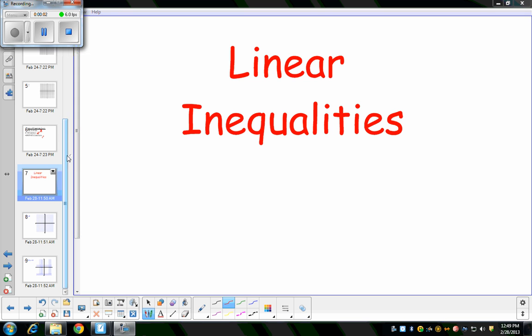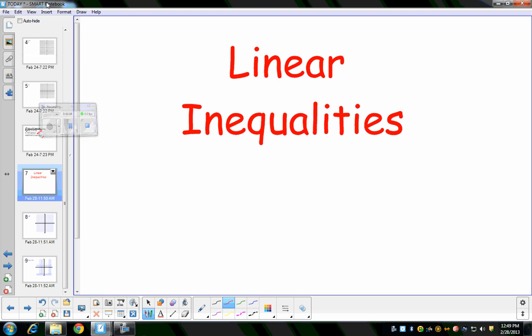Alright, linear inequalities are very similar to linear equations, only that instead of having the equal sign, you're going to have those symbols: less than or equal to, greater than or equal to. Linear inequalities do not have this equal sign. So let me give you a couple of examples just to show you how you graph them.